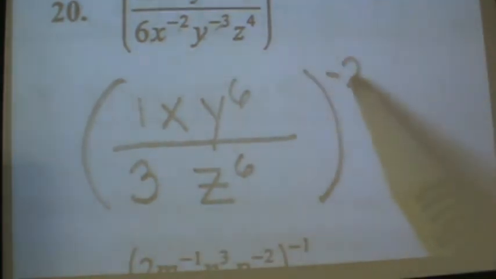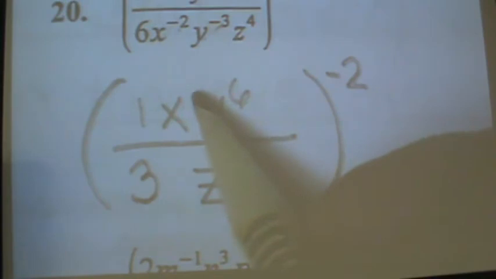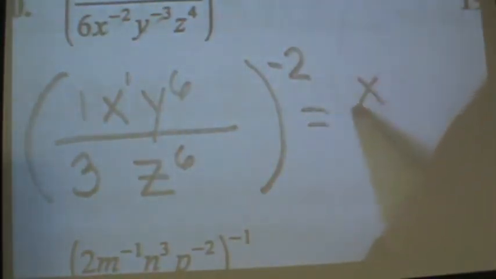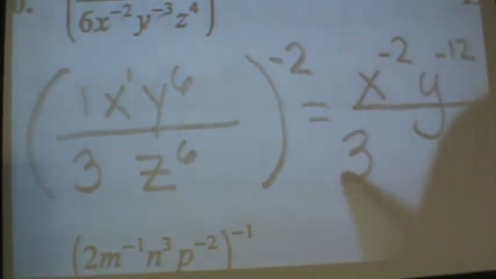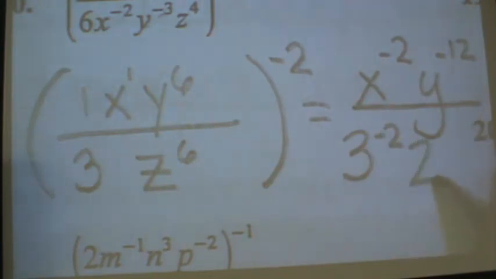Now what we're going to do is distribute. We're going to take this -2 power and multiply it by these exponents. So in other words, you have x to the -2, y to the -12, over 3 to the -2 and z to the -12.